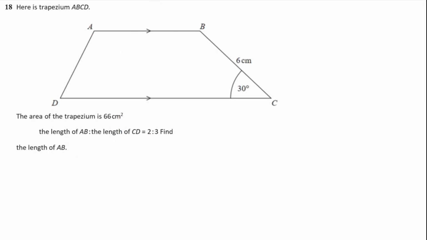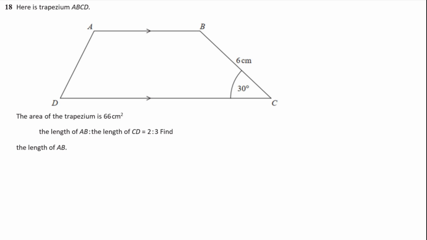Here is a trapezium ABCD. The area of the trapezium is 66 square centimeters, and we're told that the length of AB to the length of CD is in the ratio of 2 to 3. Find the length of AB.